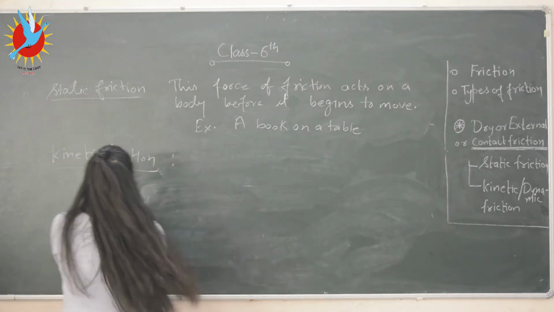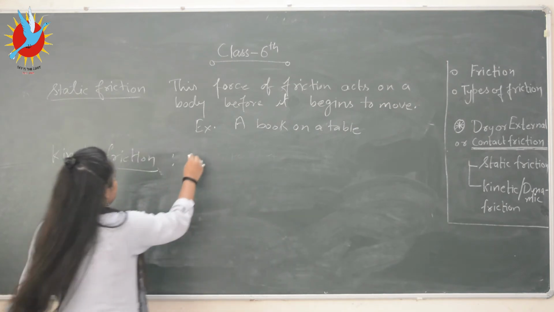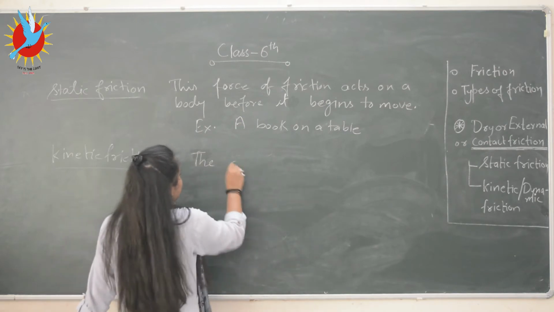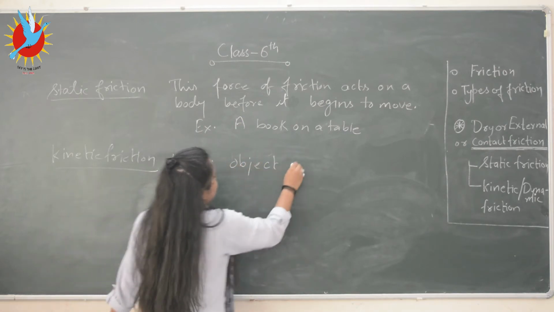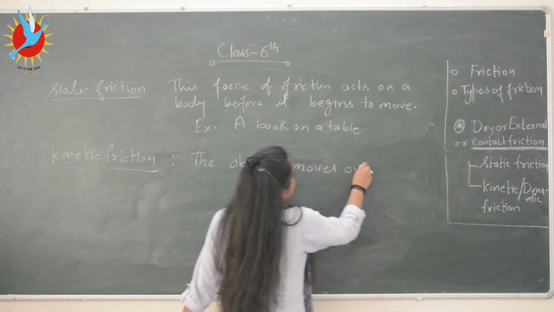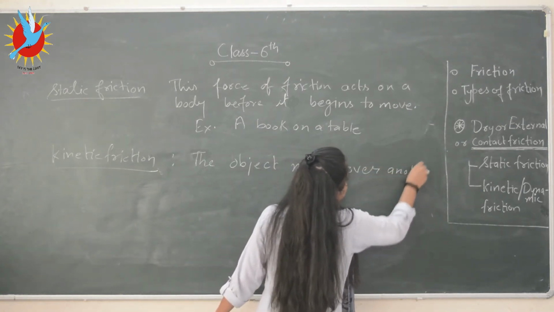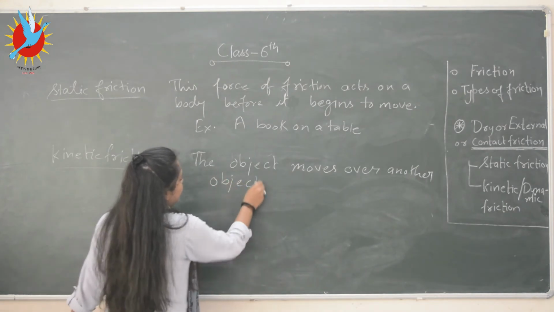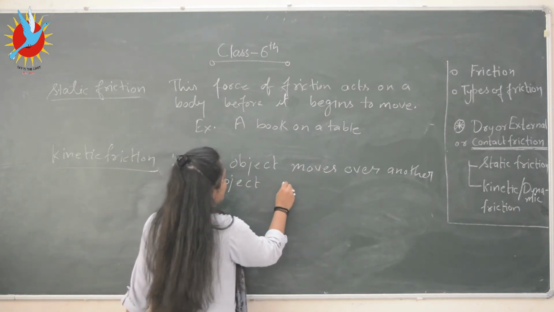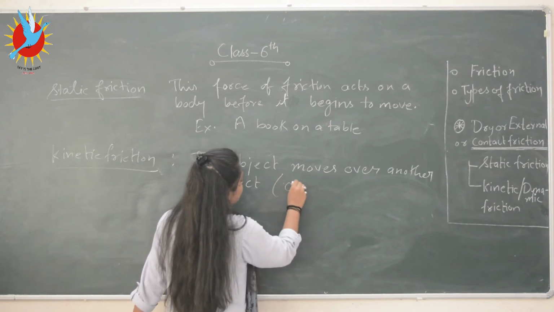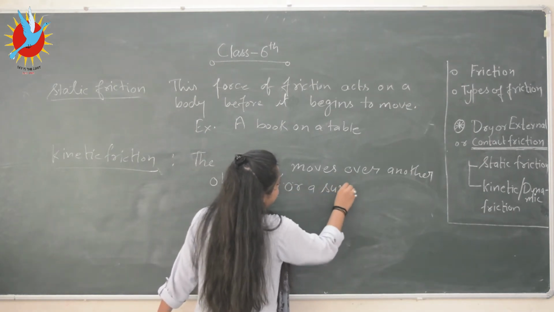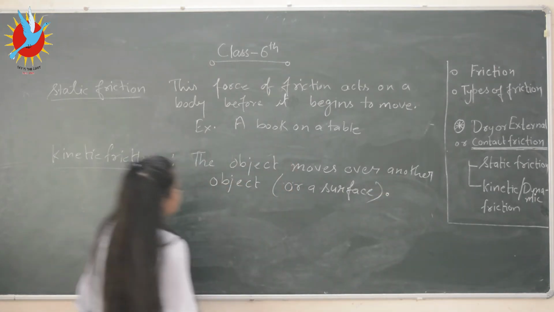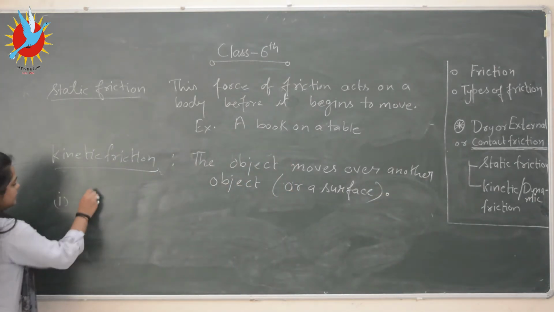There is just one point to remember in this type of friction, that the object moves over another surface. Another object you can write down, or you can write over another object or another surface, okay? Or a surface. Now it is of two types. First one is sliding friction.